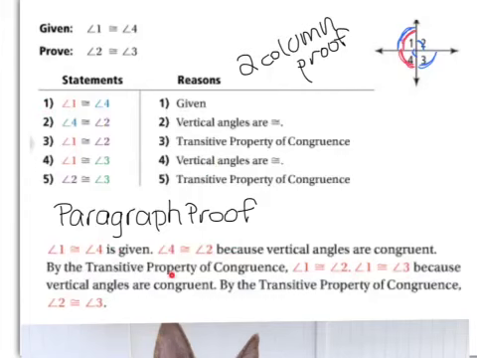Then by the transitive property of congruence, angle 1 is congruent to angle 2. Angle 1 is congruent to angle 3 because vertical angles are congruent. And then again by the transitive property of congruence, angle 2 is congruent to angle 3. No matter what proof you do, you end it. But be familiar with both ways. They're the same exact thing. We're stating the same information, but rather than numbering, we're putting them in complete sentences and in paragraph form.